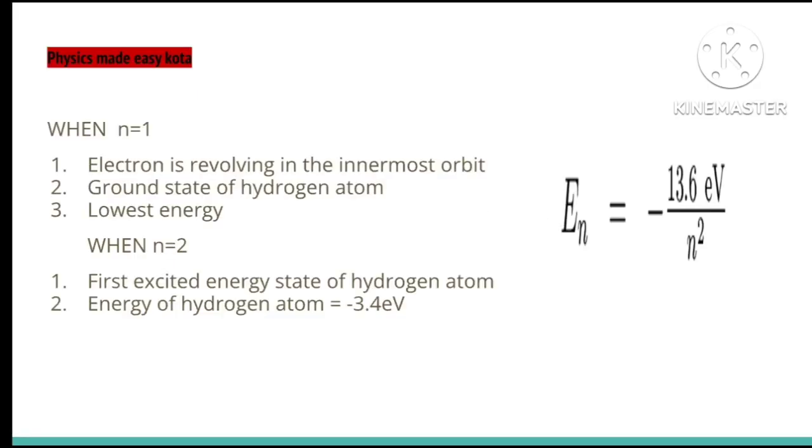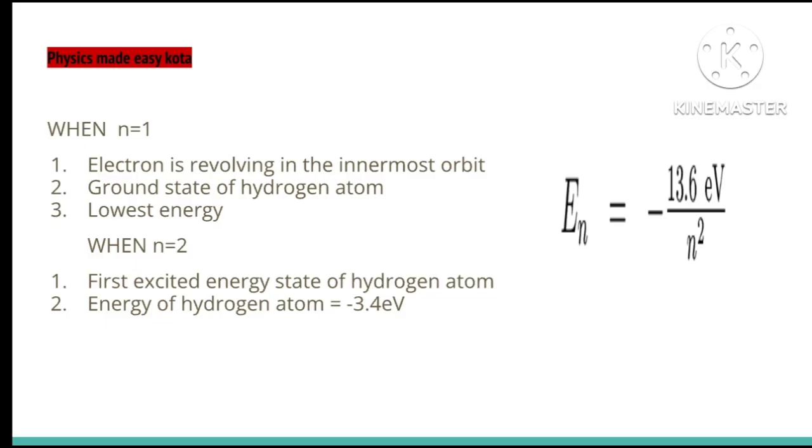In this case we say that the electron is revolving in the innermost orbit, which is also known as the orbit closest to the nucleus. This is the lowest energy of the hydrogen atom and we can calculate the energy by using the relation of En, and the answer for this is equal to minus 13.6 electron volt. So here this energy level is the ground state of the hydrogen atom. When the hydrogen atom has the lowest energy, the atom is said to be in the ground state.